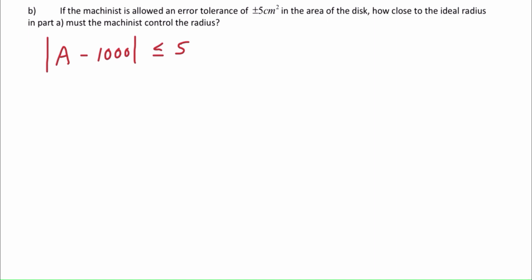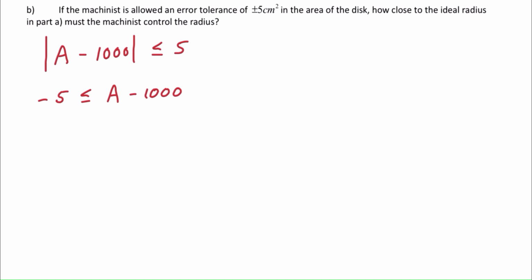Now we have an absolute value inequality. To solve this, we make the left side negative, copy the inside but drop the bars, and keep the 5 on the right. We'll add 1,000 to both sides. And we can translate the A back into pi r squared.